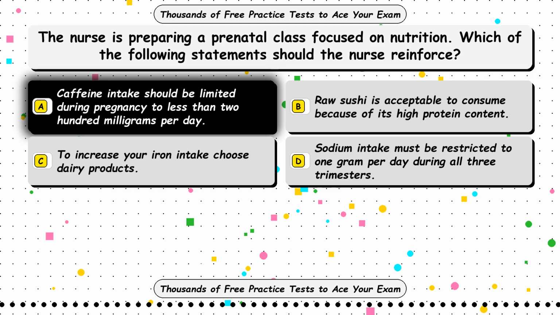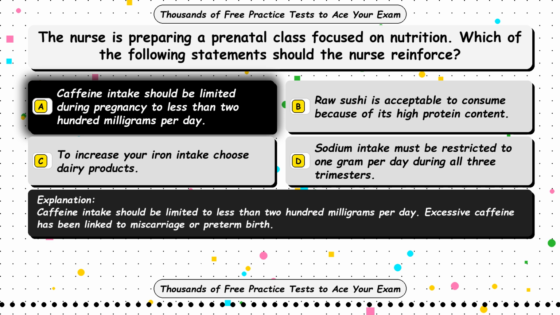The correct answer is option A. Caffeine intake should be limited during pregnancy to less than 200 mg per day. Excessive caffeine has been linked to miscarriage or preterm birth.